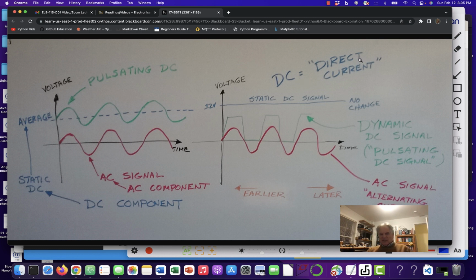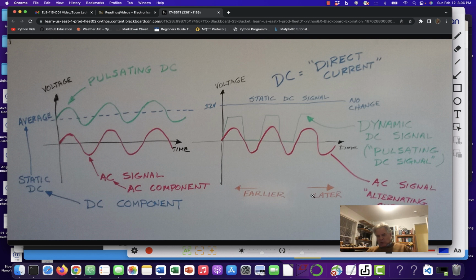Obviously, DC is direct current. It doesn't change direction, so people gave these dynamic DC signals the name pulsating DC because they never changed direction. But the information that's interesting is most likely the dynamic part. And behind this red sine wave, this is our AC component. It's a dynamic signal because it's changing.